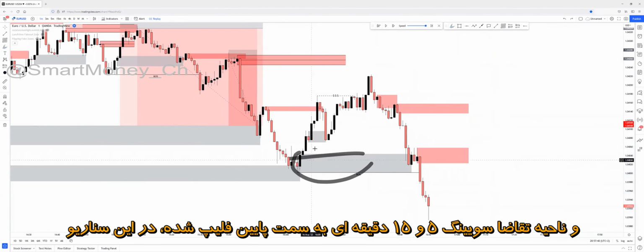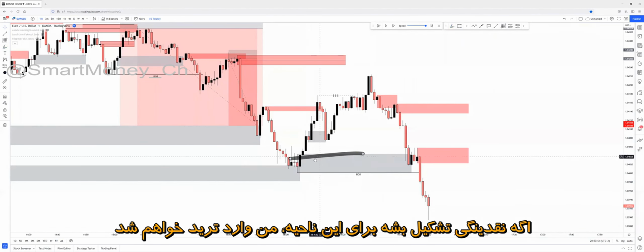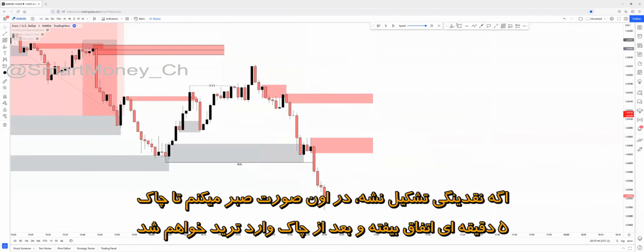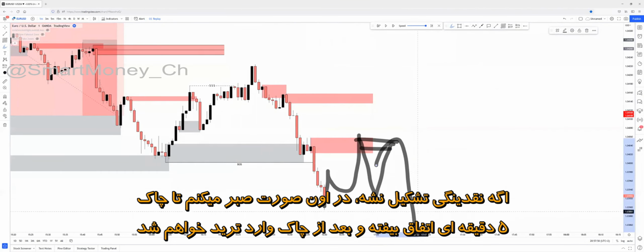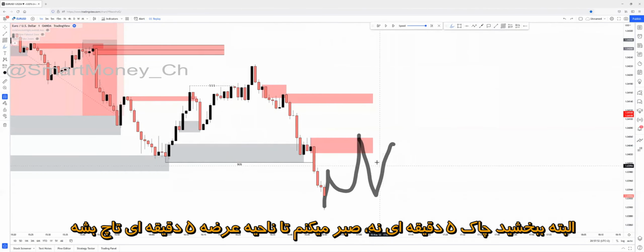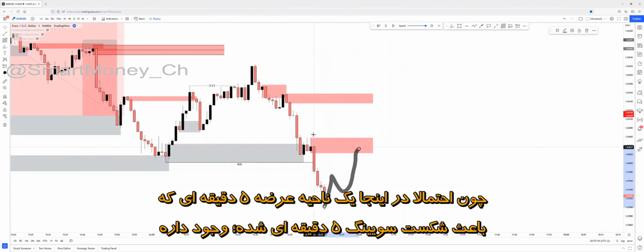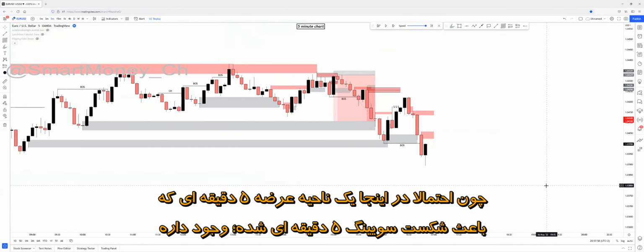In these scenarios, if there's liquidity creation for this zone, I will enter in a trade. If there's no liquidity creation for this zone, I will rather wait for a 5-minute change of character, and after a change of character, I will enter in a trade. Sorry, not a 5-minute change of character. I will wait for a 5-minute zone tap, because more likely there will be a 5-minute zone tap too that has caused the 5-minute swing break.